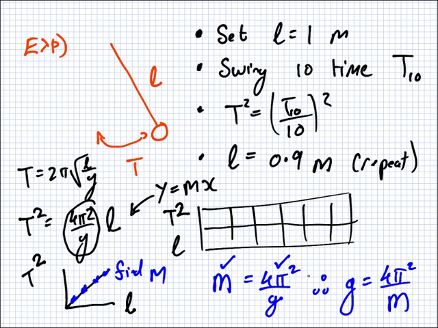So this is a simple experiment that can calculate the g for us. You take your pendulum, you measure the time, you measure the length, and you plot time squared against length, and you'll find that you get a straight line graph. The gradient of this can give us the g.